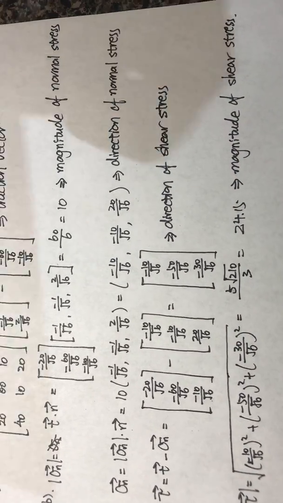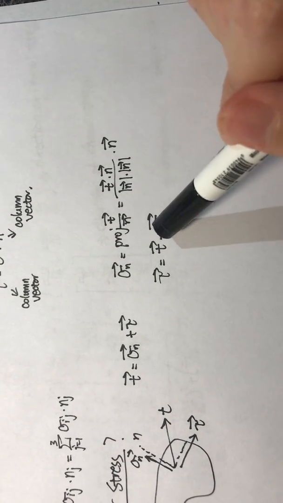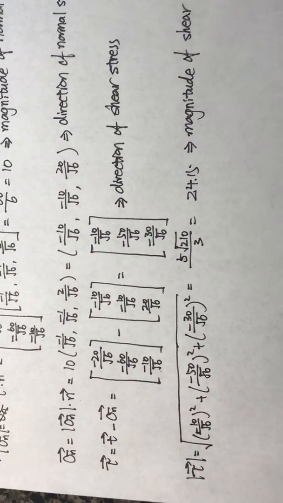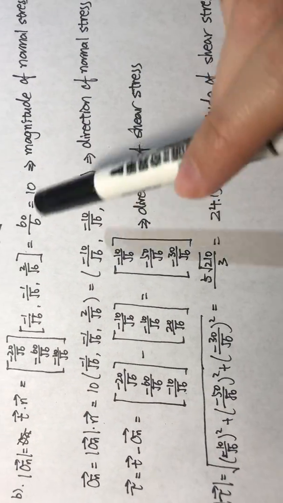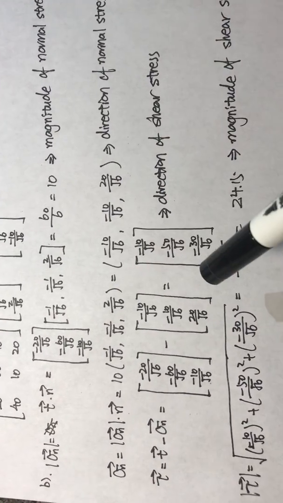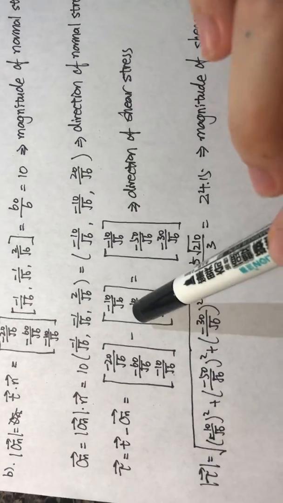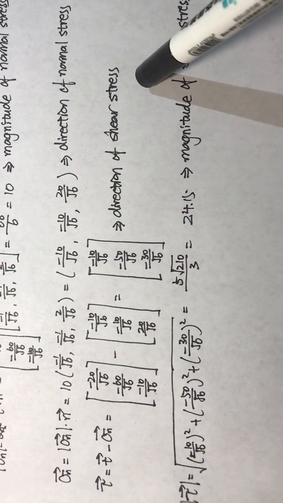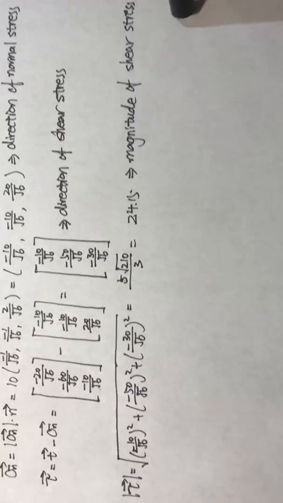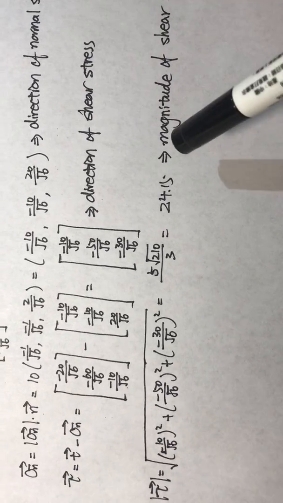And for the shear stress, as we talked about before, it is the traction vector minus the normal stress. So the shear stress is the traction vector we have here minus the normal stress vector here, so we have the direction of the shear stress. Finally, we're going to find the magnitude of the shear stress, so we just normalize it. The final answer is 24.15.